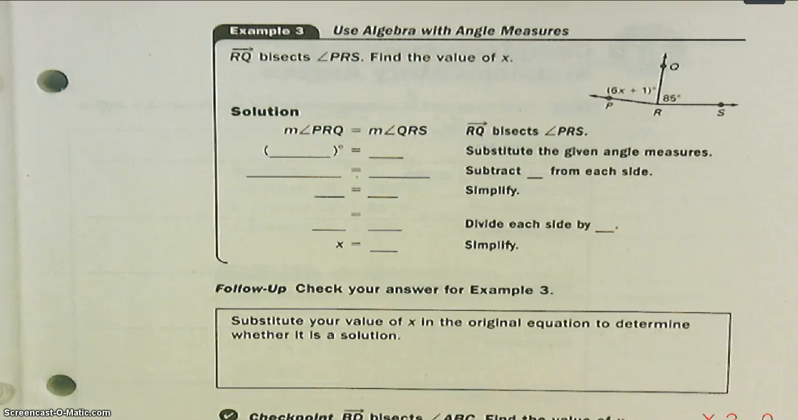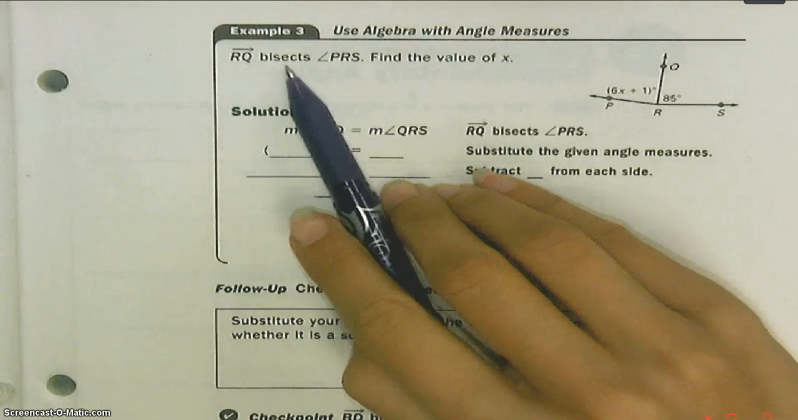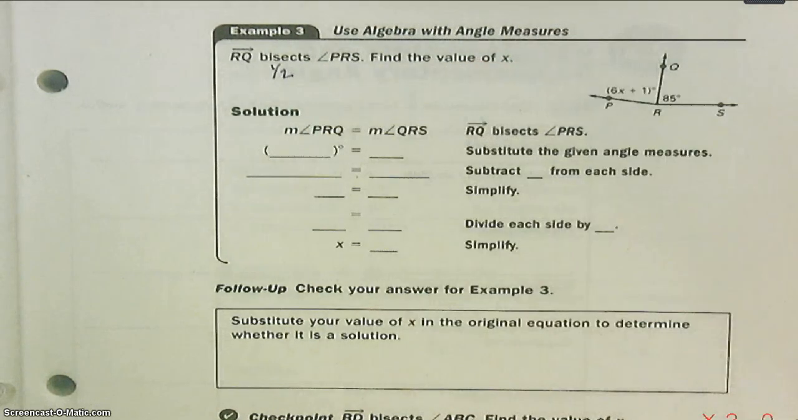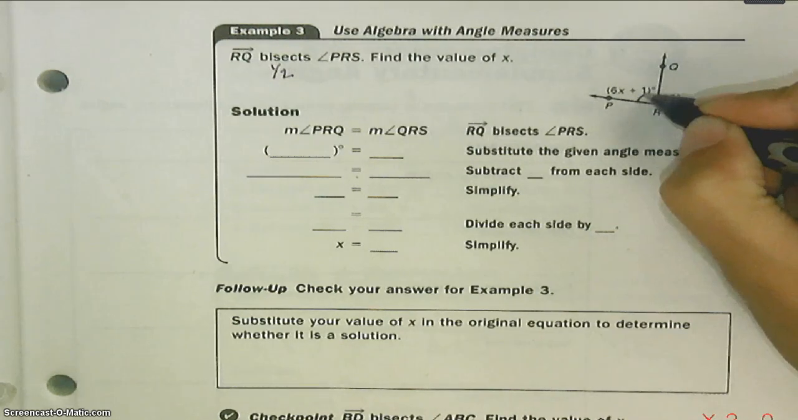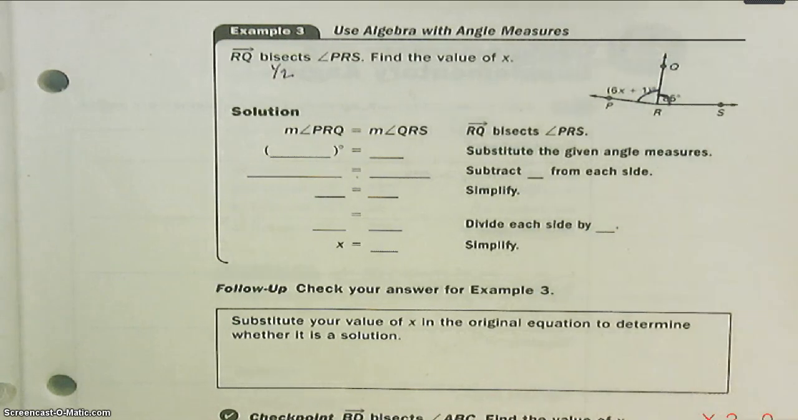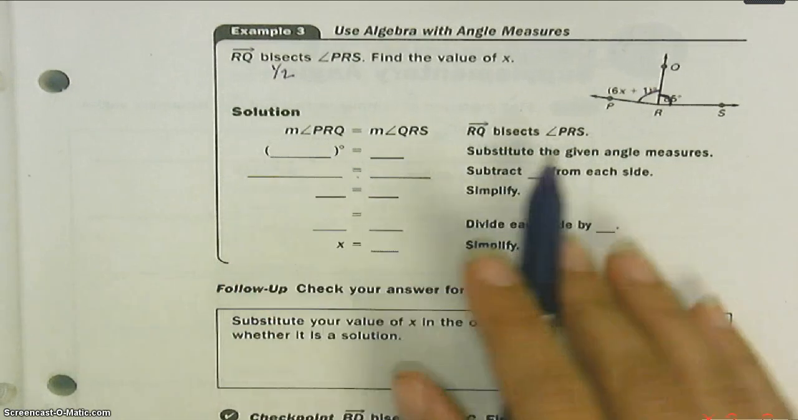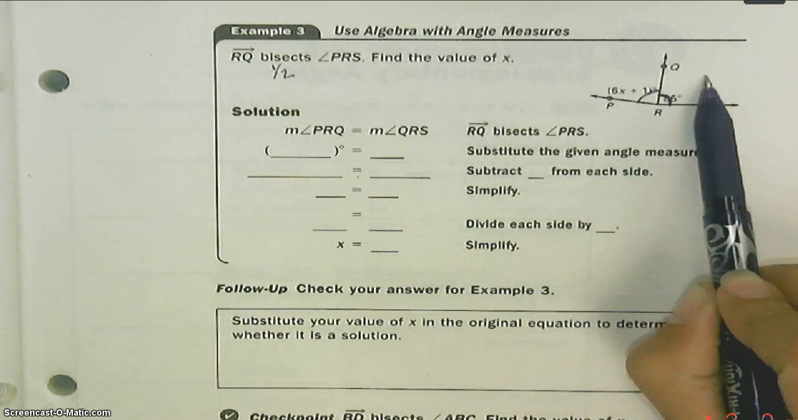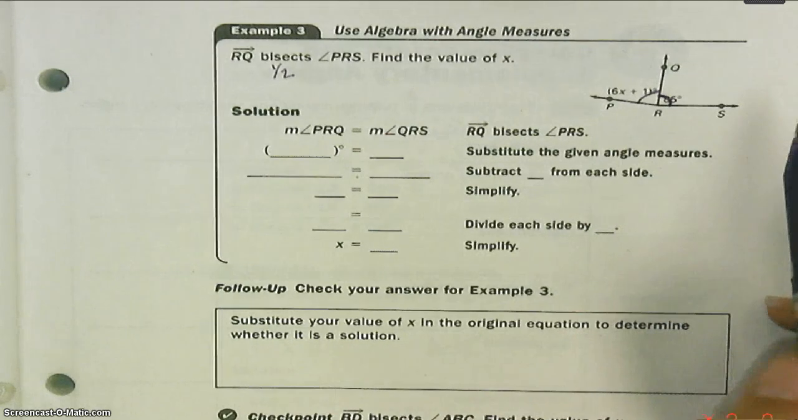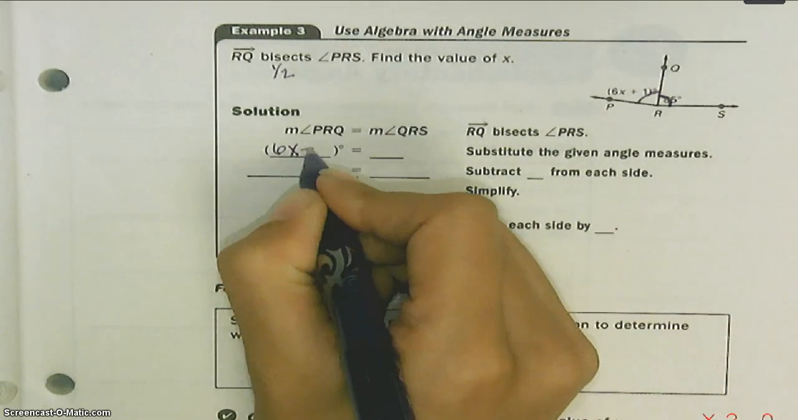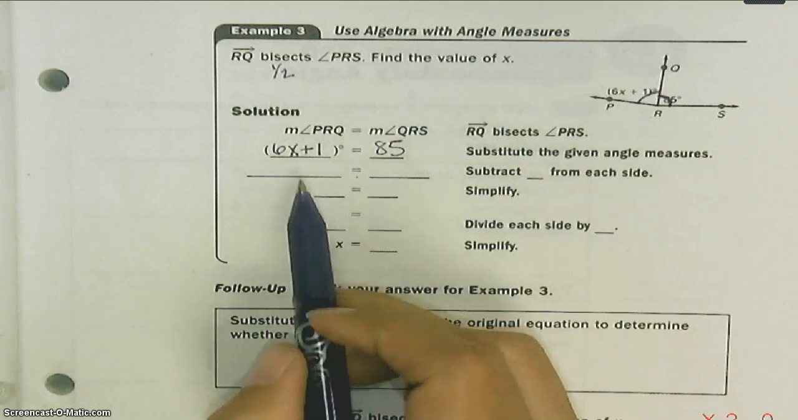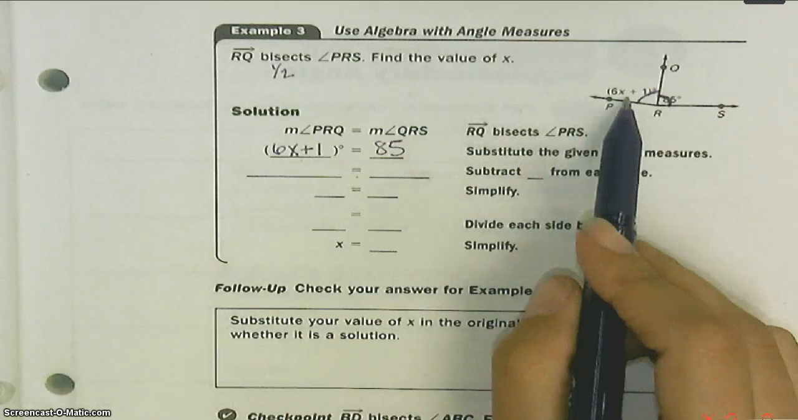Now we're going to use what we just learned and add some algebra to it. Ray RQ bisects, so cuts in half, angle PRS. So this big angle just got cut in half. So what I'm going to do is I'm going to put an arc here and an arc here. So we know that those 2 angles are equal. That's what bisect means. We've got 2 equal halves now. And we need to find x. Well, we know that this half is equal to this half. So we're going to write an equation. 6x plus 1 equals 85. This half equals this half from our picture and from our angle marks.